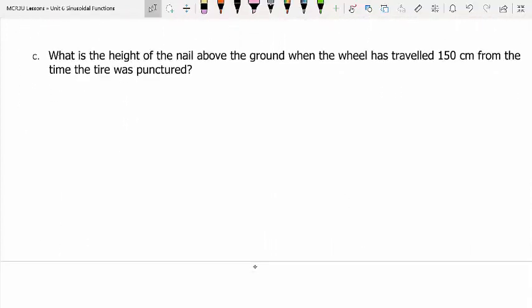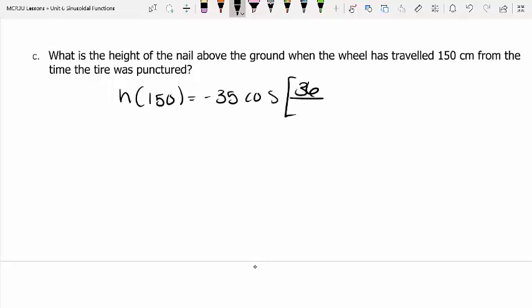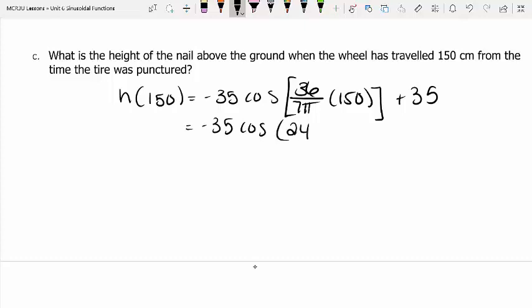Finally, what is the height of the nail above the ground when the wheel has traveled 150 centimeters from the time the tire was punctured? Let's just use our equation and plug in 150. Now let's do the math. So therefore, the nail is 49.49 centimeters off the ground when the wheel has traveled 150 centimeters.